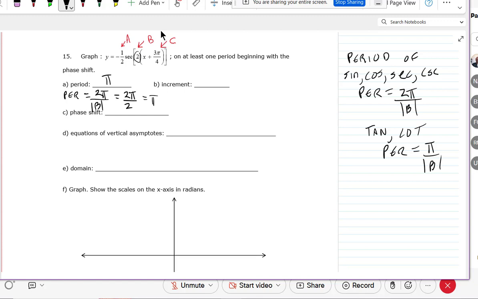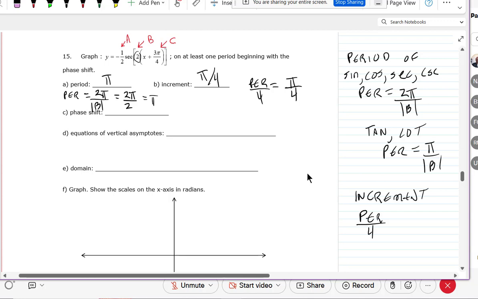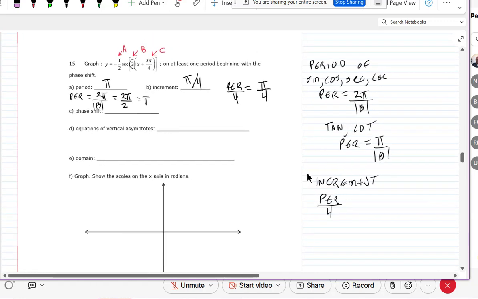Okay. Next thing that you do, and this is always the same. When you do the increment, this tells you how to break up the x-axis. You always just take the period, divide by 4. Okay, so when we do this, we're just going to do the period over 4. So the period's pi. Divide that by 4. Then we get pi over 4. Okay, so that's what that is. And it's super important when you do this. This is what really simplifies graphing trig functions, is to get that increment.